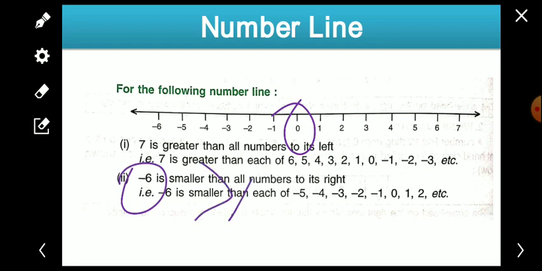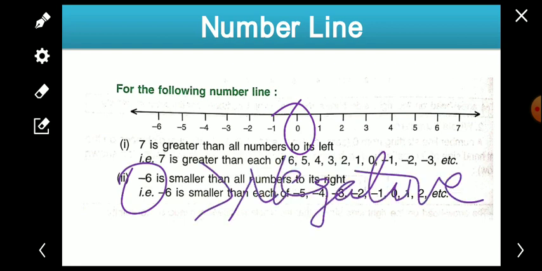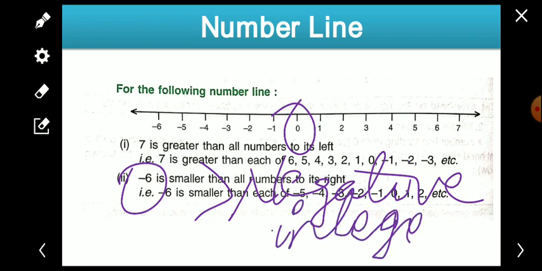So 0 is always greater than a negative integer. Why? Because 0 lies on the right side of each and every negative integer.